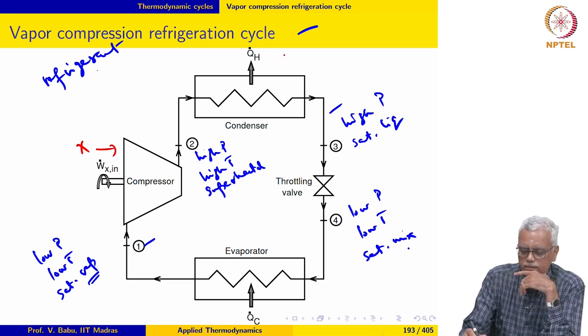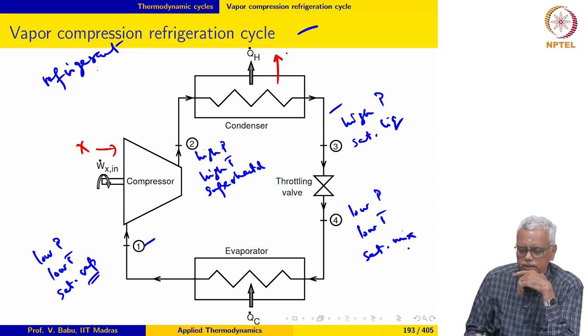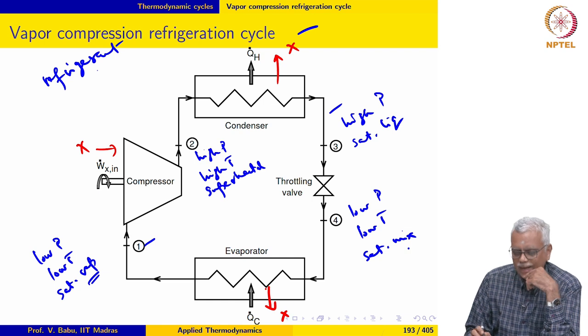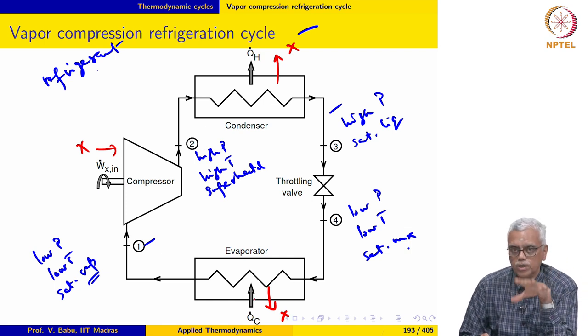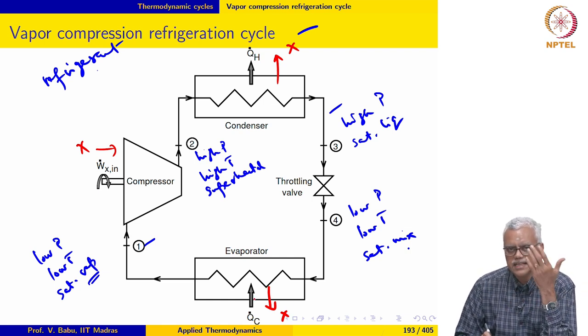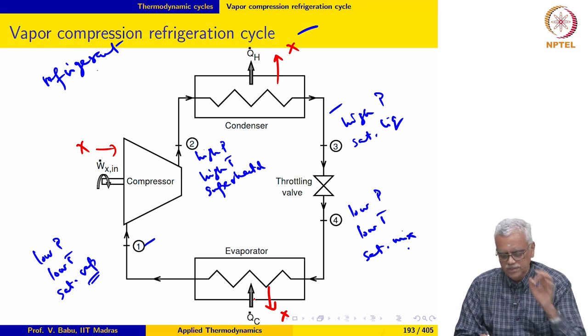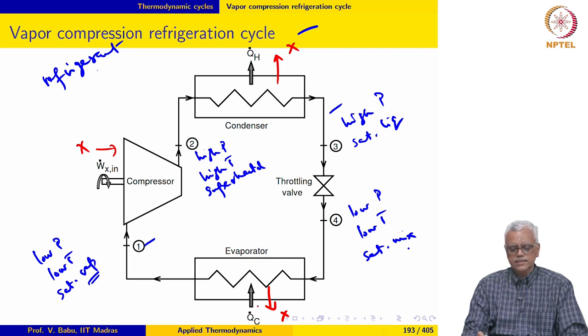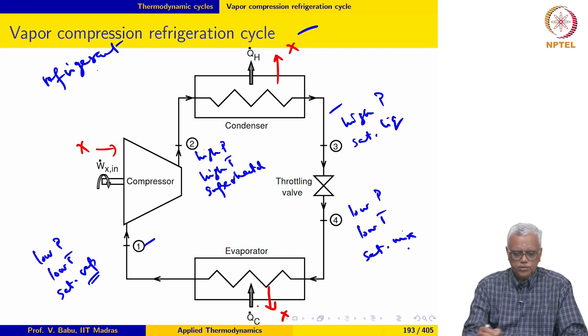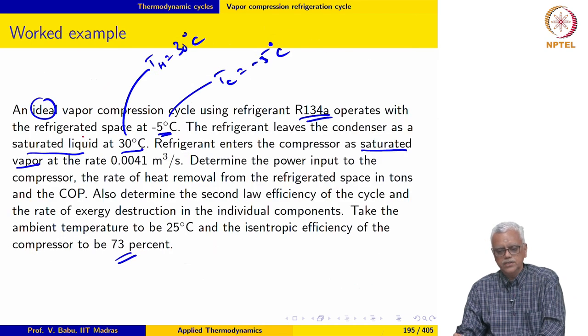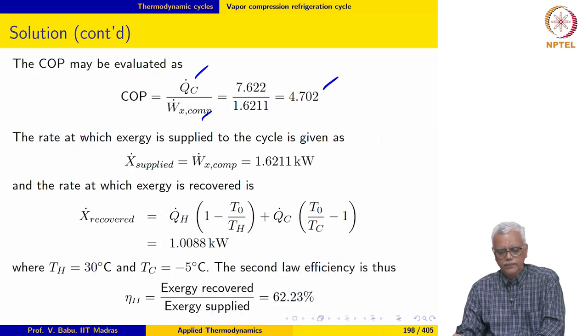Now, if you go back to the cycle, notice that in the condenser, exergy is recovered, and in the evaporator also exergy is recovered. Please go back and check the module on exergy. This is a low temperature reservoir, from which heat is extracted. So, that means exergy is recovered. In this case, the sign for X and Q are opposite. So, here X is supplied and X is recovered in these two devices.